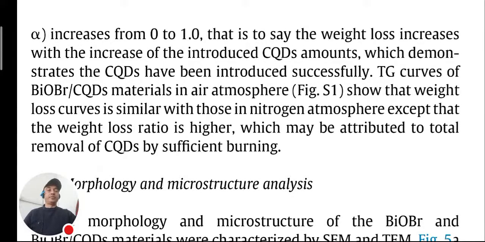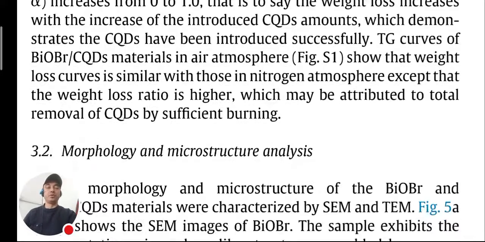The thermogravimetric curves of BiOBr and carbon quantum dots material in the air atmosphere show the weight loss curve is similar to those in the nitrogen atmosphere, except the weight loss ratio is higher, which may be attributed to the total removal of carbon quantum dots by sufficient burning.